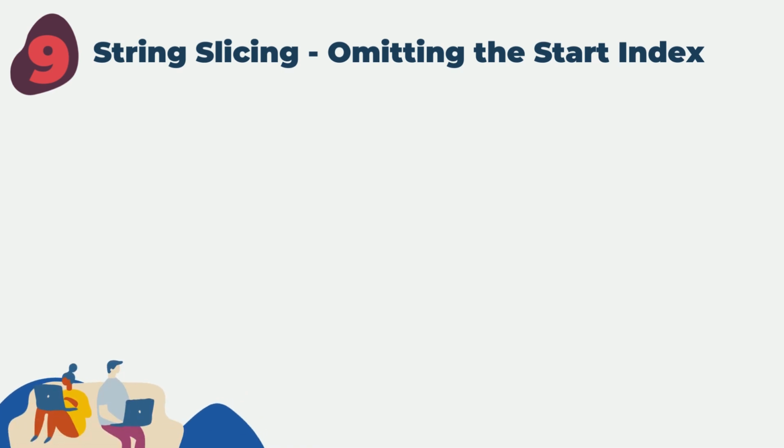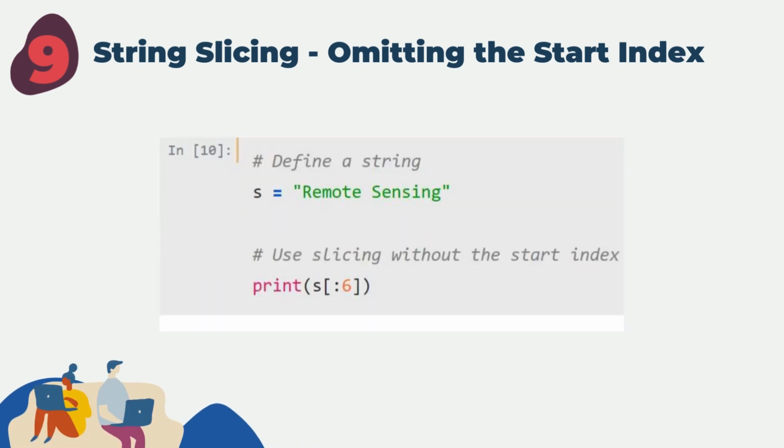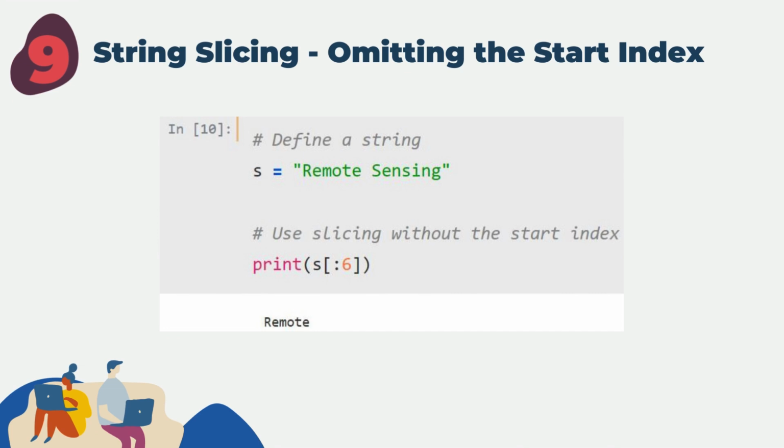In Python, you can omit the start index when slicing a string. Here's an example. In this example, omitting the start index means the slicing starts from the beginning of the string. The result is the substring from the start to index 5, excluding index 6, which is remote.